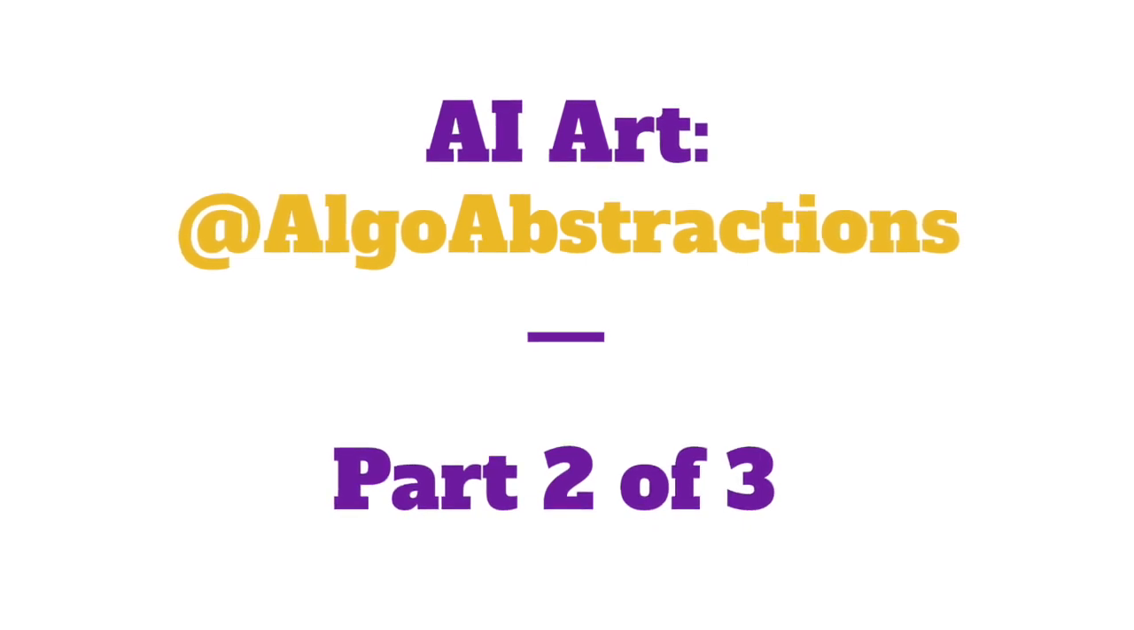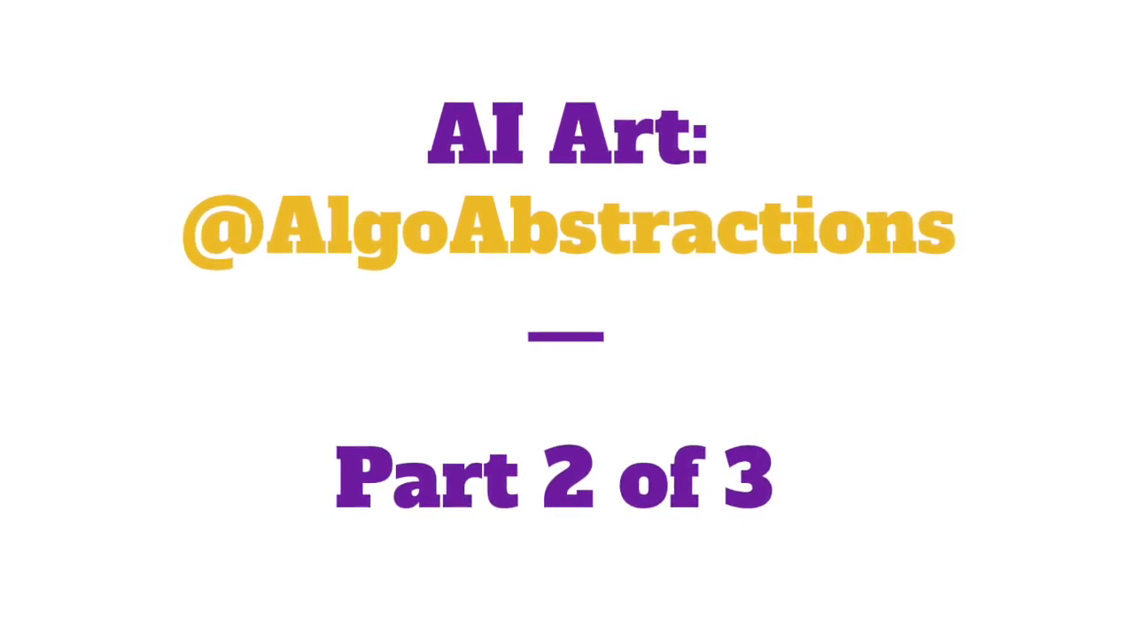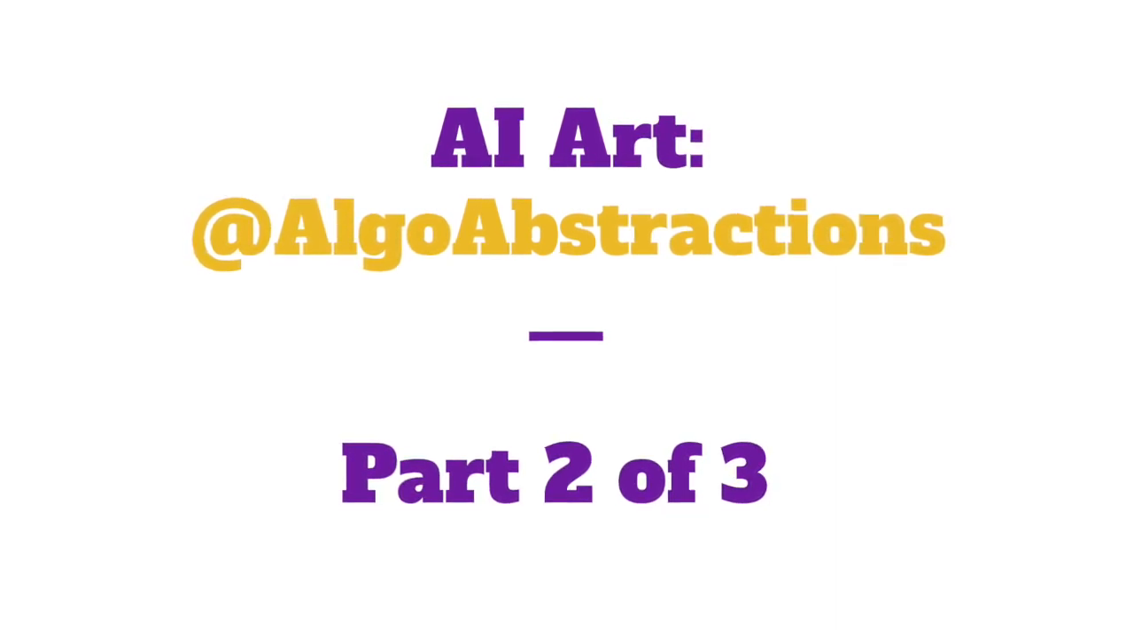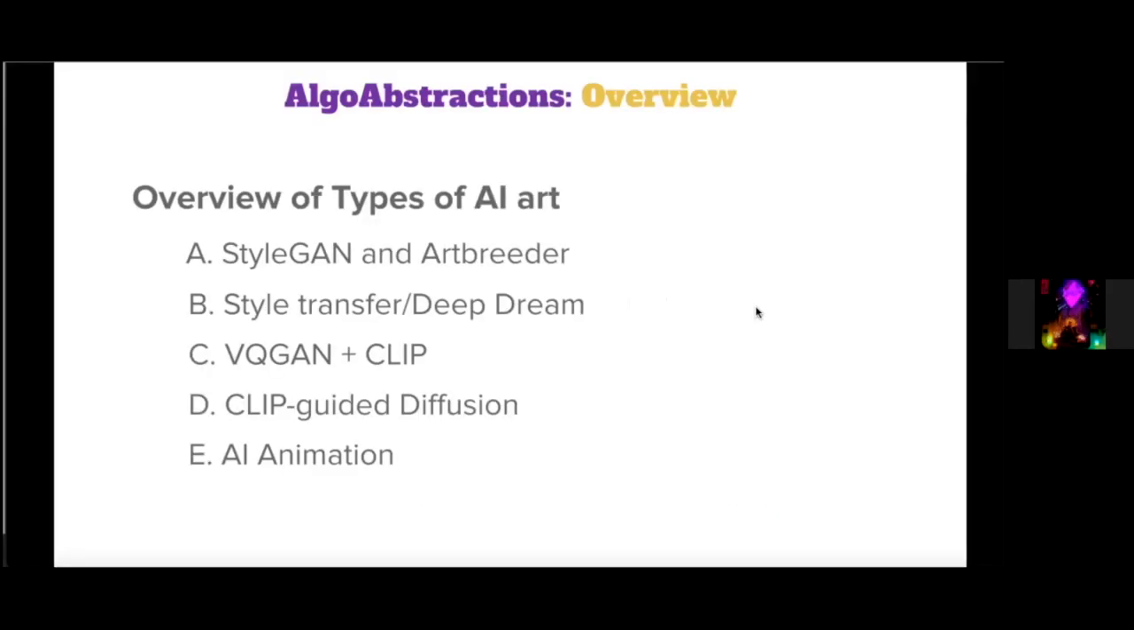Yeah, good to be here again. Thank you. So I just wanted to, again, in terms of the overview of different types of AI art, last time we talked a little bit about StyleGAN and Art Breeder, as well as style transfers. So I think one that a lot of people are hotly anticipating, hopefully, is today we're going to discuss VQGAN and CLIP, as well as CLIP guided diffusion.